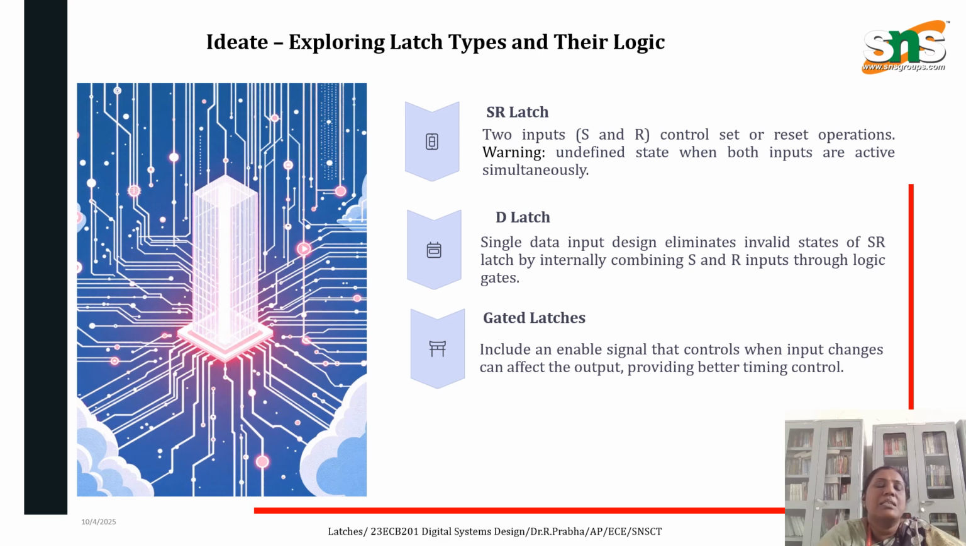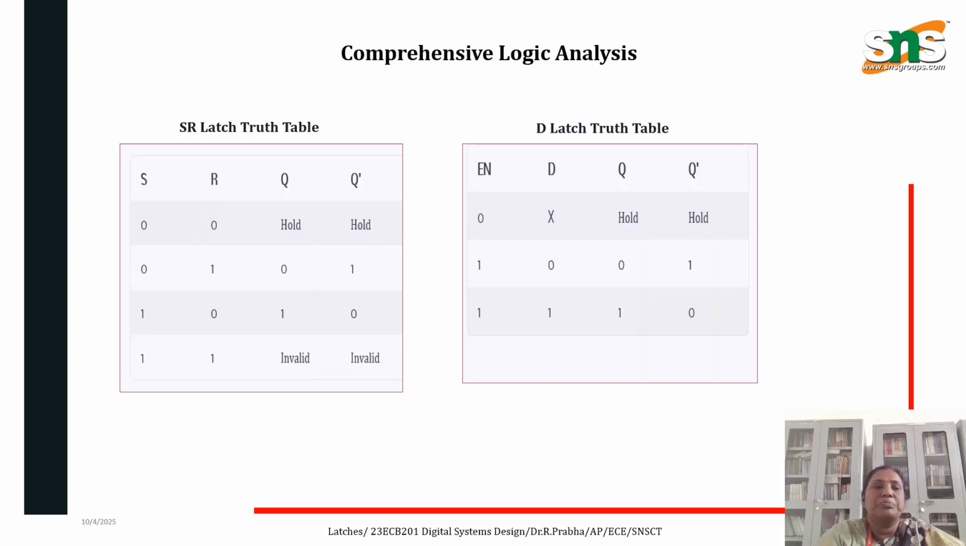A D latch is nothing but a data latch. It stores the single data input, and when the data input is 0, the output is 0, and if it is 1, the output is 1. So we can understand that the D latch holds the data. The gated latches are the third category. They include an enable signal that controls when input changes can affect the output.